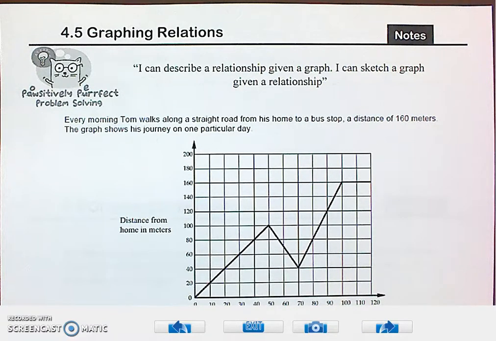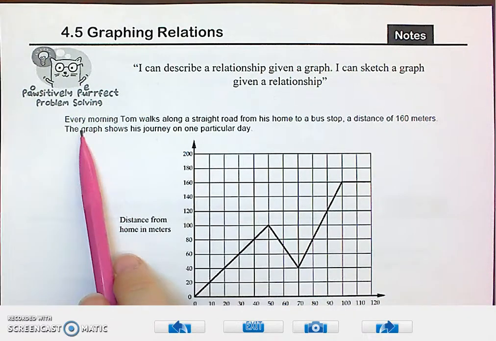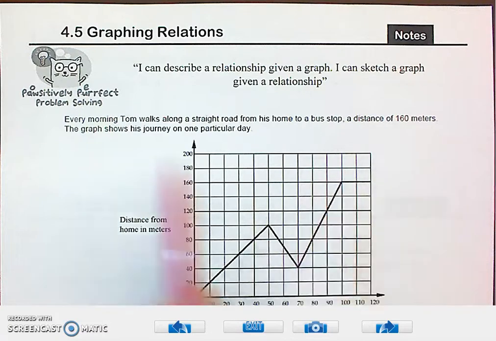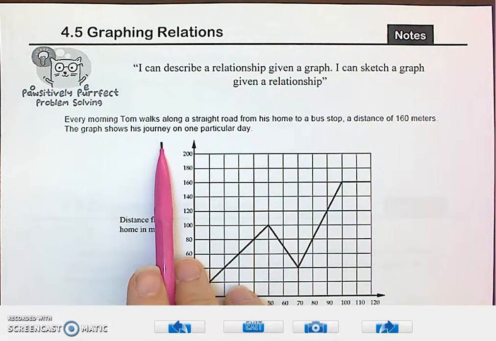So I'm going to start off with a story. This is a story about Tom. Okay, here we go. Every morning, Tom walks along a straight road from his home to a bus stop, a distance of 160 meters. This graph shows his journey on one day.